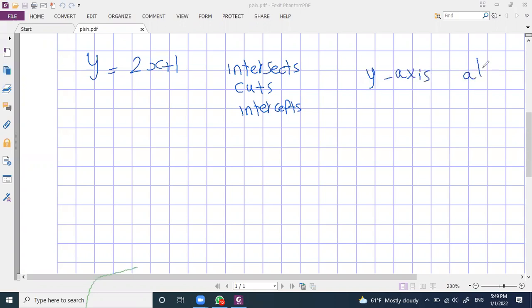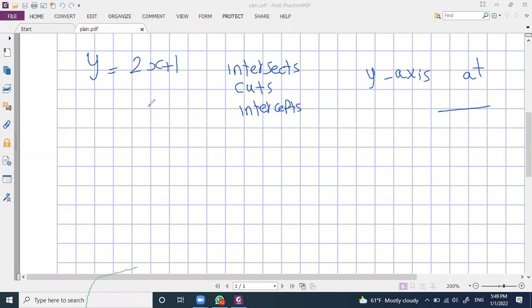You should pay attention to this one. I want to find where the line y equals 2x plus 1 cuts or intersects the y-axis. We can say intersects, we can say cuts, and we can say intercepts. The y-axis at what?